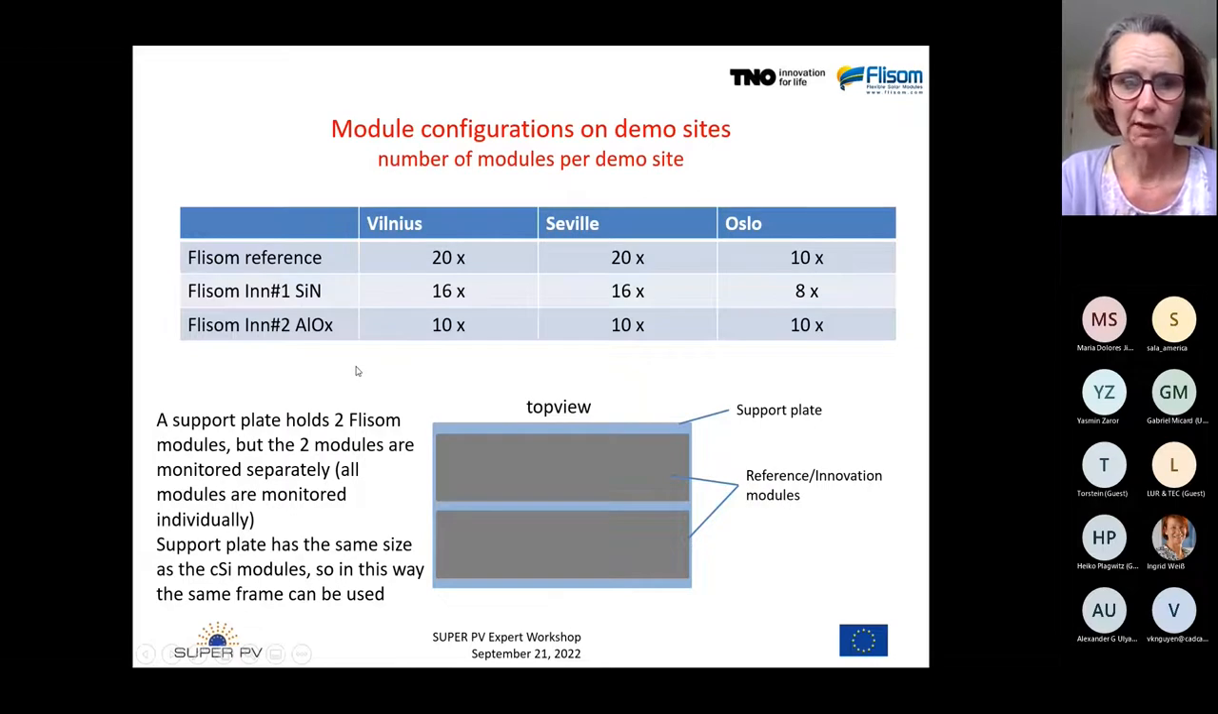And one thing to mention is that we have used a support plate to hold two Vlissingen modules, which are given here in the schematics with the gray blocks. But the two modules are monitored separately. And the support plate is used because it has the same size as the crystalline silicon modules, which is also part of the innovations tested in the Super PV projects on the demo site. So in this way, we can keep the frames the same and still test all these other and different sized modules.